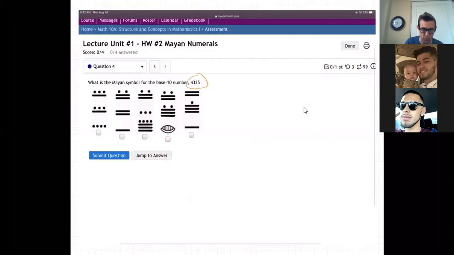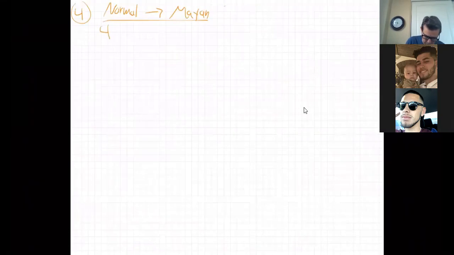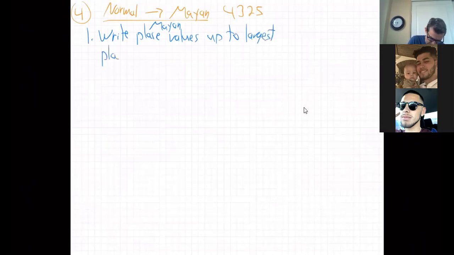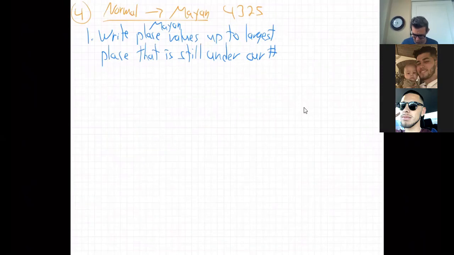They want us to figure out which of those Mayan numbers is the right one. So 4,325, okay. This is question 4. Normal to Mayan, 4,325. So step 1, write the Mayan place values up to the largest place that is still under our number. So go to the largest place value that's still under our number. So we'll start over here with the ones place, and then we go up to the 20s place.